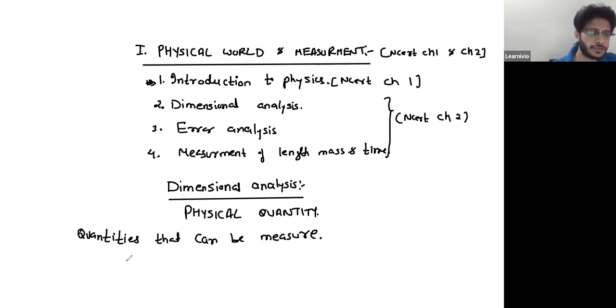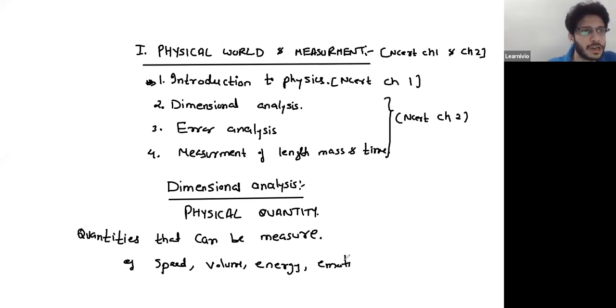Speed is a physical quantity, volume is a physical quantity, energy is a physical quantity. Can I say that emotions are a physical quantity? No, sir. You can't measure emotions. So emotions cannot be considered a physical quantity. Rather, we can consider force as a physical quantity. So these are some examples of physical quantities: speed, volume, energy, force. Just note it down. Let me know if you have any doubts.